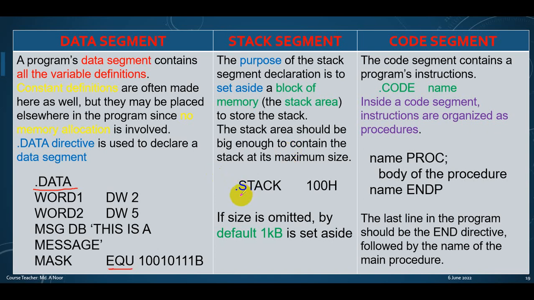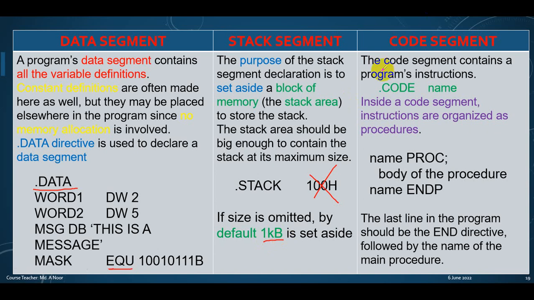So for example, dot stack 100 hex. So you have defined a stack size of 100 hex. If the size is omitted, that means if you just omit this size, then by default 1 kilobyte is set aside. In that case, 1 kilobyte will be set aside by default.